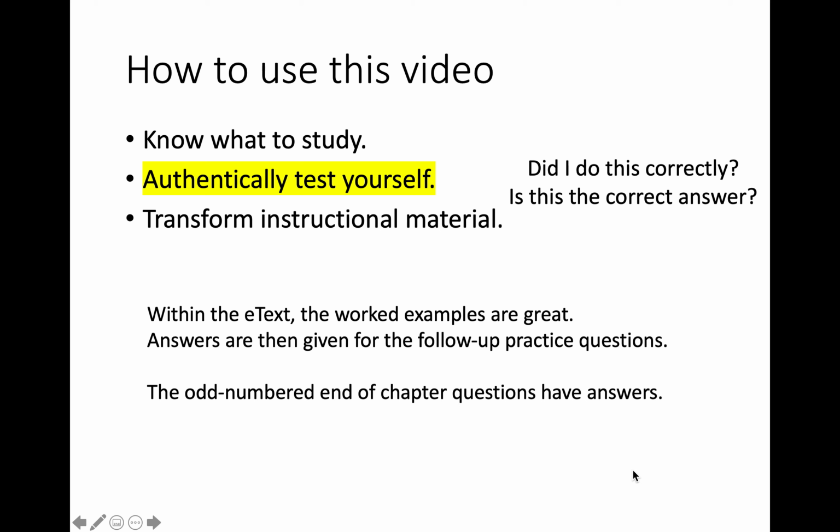So when it comes to Chapter 3, I think the worked examples are a great way to get feedback and then subsequently authentically test yourself. It might be with practice questions, or if you look in the end of the chapter, the odd number questions there all have answers provided.